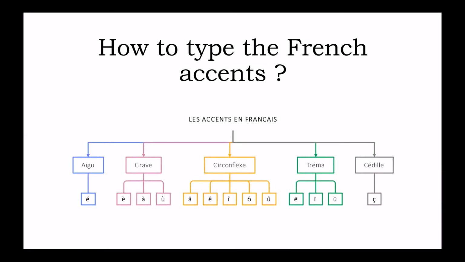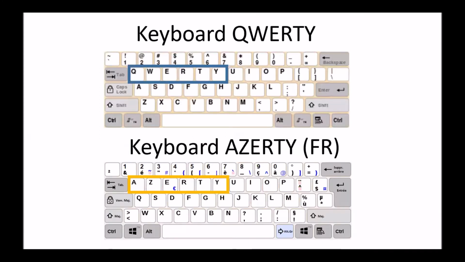This is a little video to show you how to type the French accent. Maybe you have some problem with it. So you see, in French we have accent aigu, accent grave, circumflex, tréma and cédille. Maybe you want to type them but you cannot. So let's check first your keyboard.